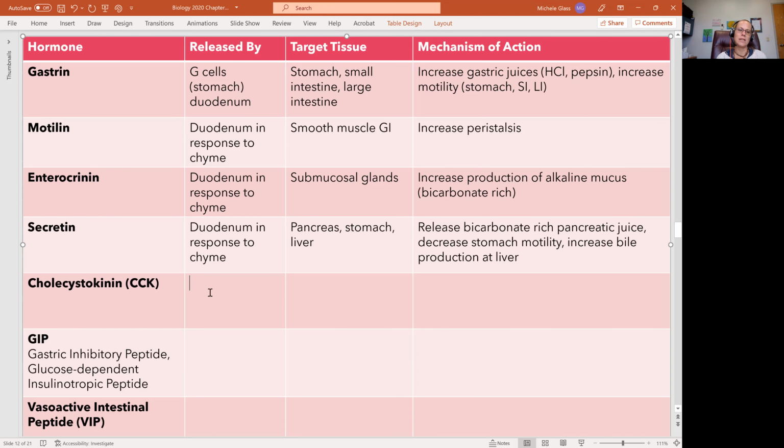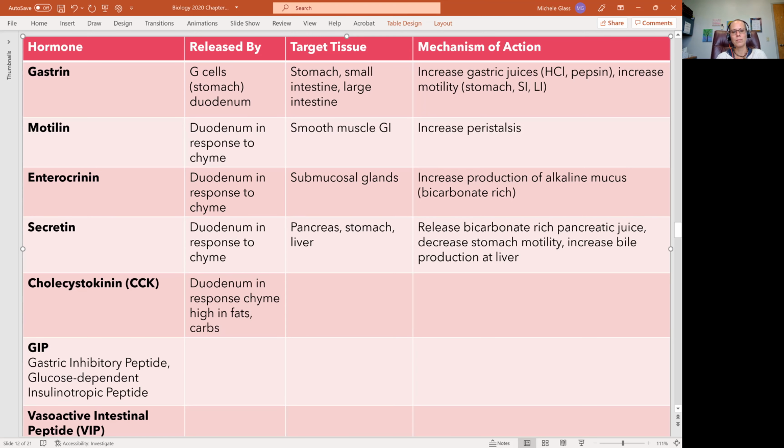The next hormone I have listed is cholecystokinin, and this one is abbreviated CCK. Remember, anytime we have a hormone abbreviation, we should know it just as well as we know the full name. Cholecystokinin, or CCK, is going to be released by the duodenum. And this time, it's not just in response to chyme, but it's in response to chyme that's high in fats, lipids, and carbs. High in both lipids and carbohydrates.